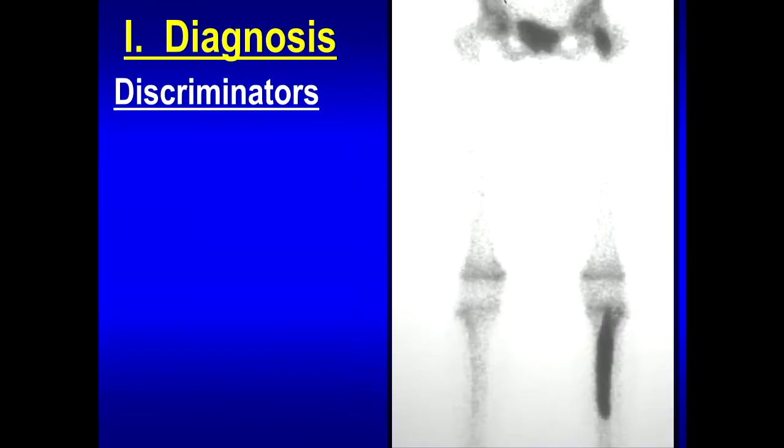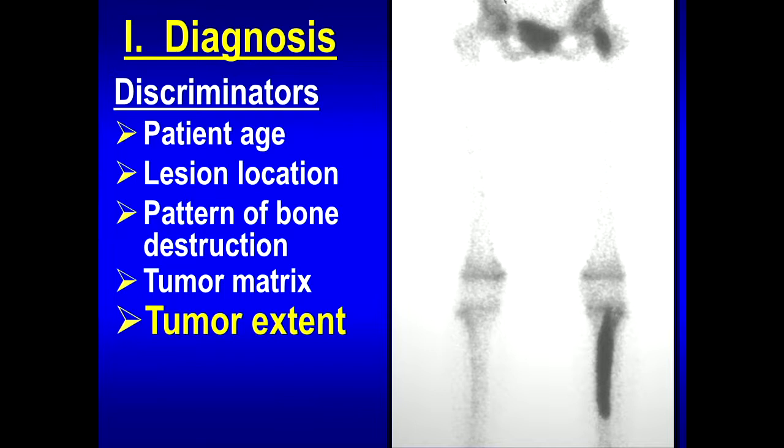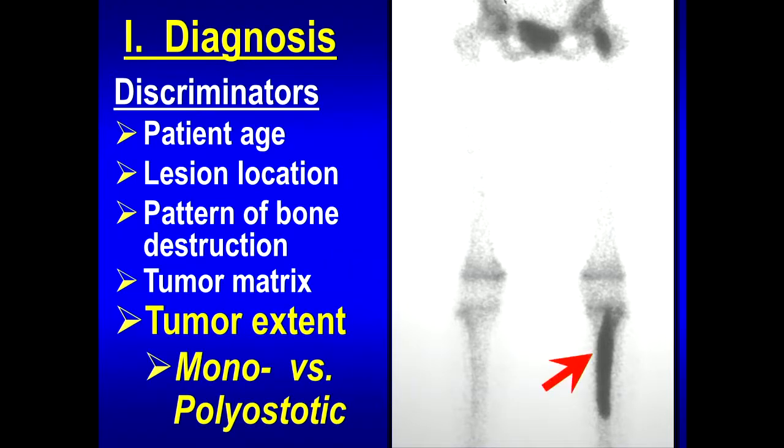So, we have our checklist of discriminators: patient age, lesion location, pattern of bone destruction, tumor matrix, and then tumor extent. And by that, we not only mean within the bone and adjacent soft tissue, if it's involved, but also within the skeleton as a whole. Is it affecting just one bone, that is monostotic, or is it affecting multiple bones, that is polyostotic? Because polyostotic lesions have a limited differential diagnosis.